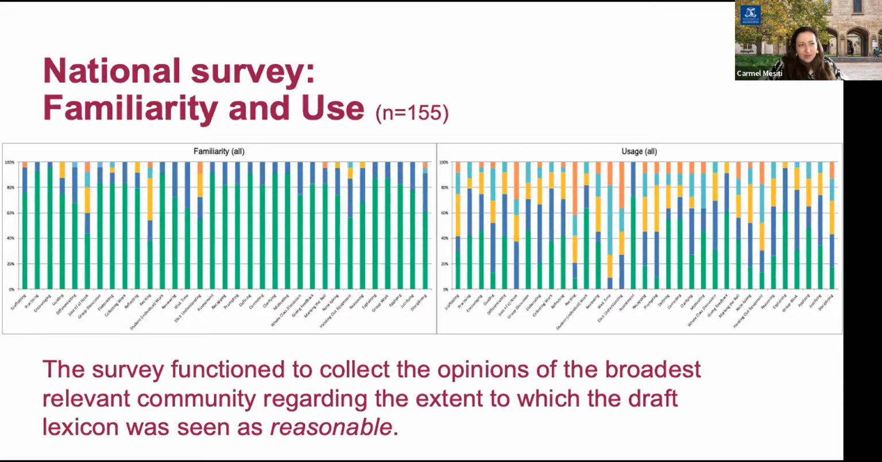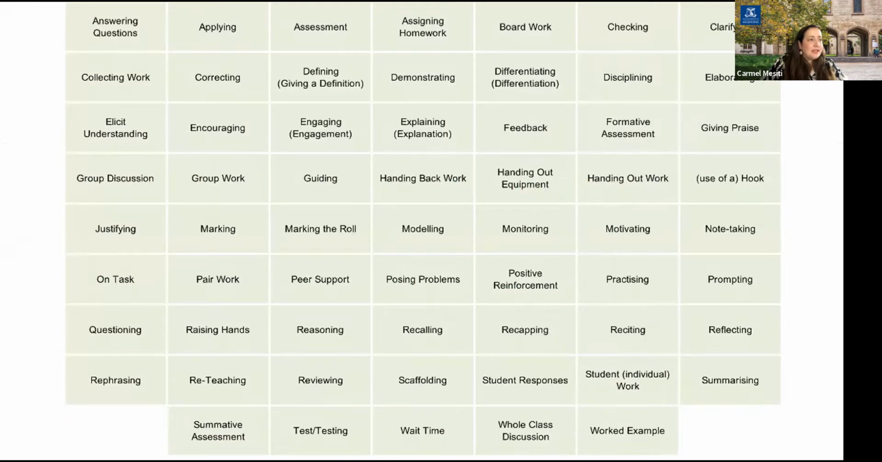So we also asked other questions in the survey, which included one about usage, and you can see that, of course, being familiar with a lexicon doesn't mean that you may use this term with colleagues, and that makes more sense when you actually look at the terms. This is the Australian lexicon. These are the 61 terms that make up the Australian lexicon.